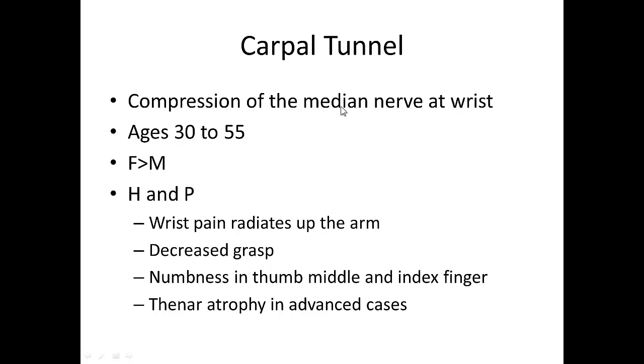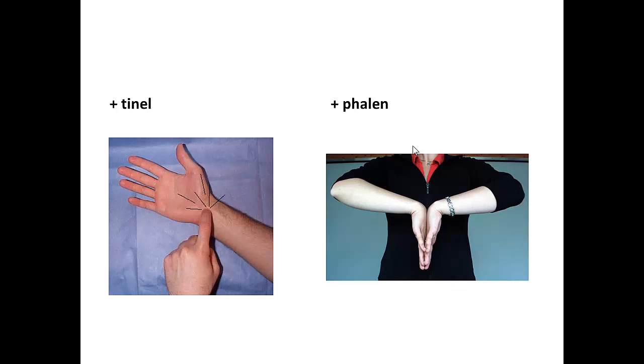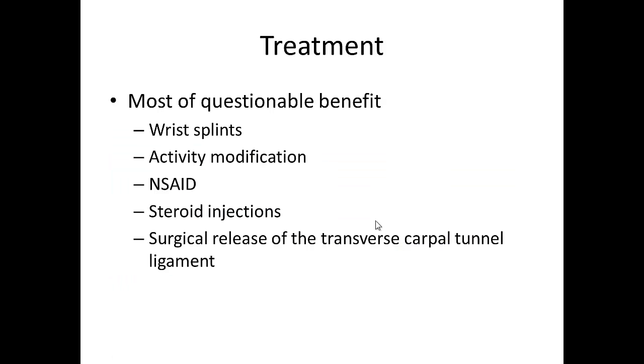Carpal tunnel is compression of the median nerve at the wrist. Patients complain of wrist pain that comes up their arm. They have difficulty grasping because of numbness in the thumb, middle, and index finger. You might see some atrophy in the area of the thumb if it's been going on for long enough. These are the tests used for diagnosis: the Tinel test, where you try to reproduce the pain by tapping on the nerve, and the Phalen test, where you also try to reproduce the pain. Treatment is with wrist splints, nonsteroidals, injections, and sometimes surgical release.